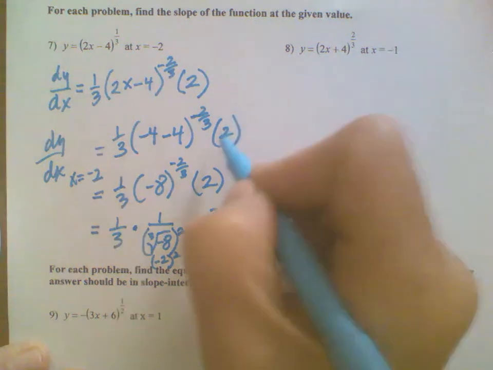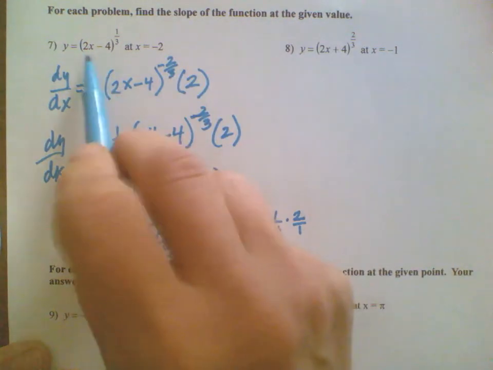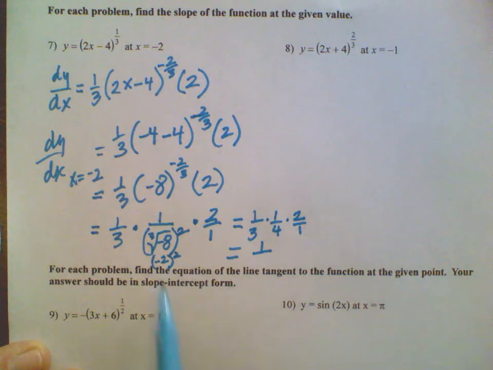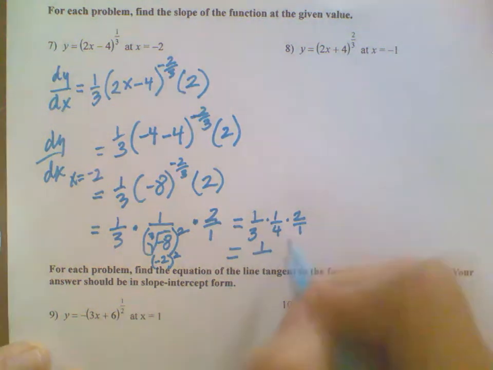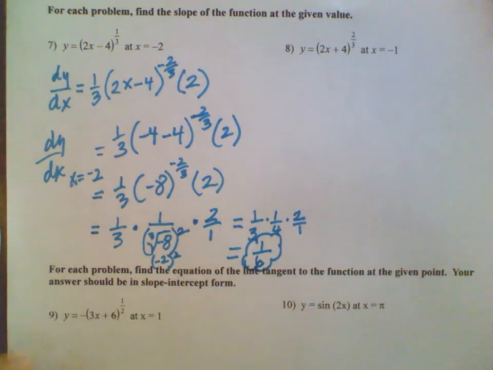And then when I do all of my simplifying on that, I should end up with 1/6. Oh, this should be negative 2, shouldn't it be? Wait, let me back this up. So this is times 2, and negative 2 squared, that one's going to go out. So no, I'm wrong. For some reason I thought I missed a negative in there. So 1/6 is our final answer there.